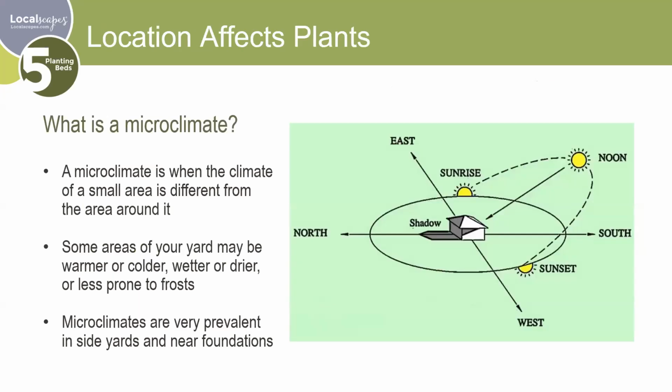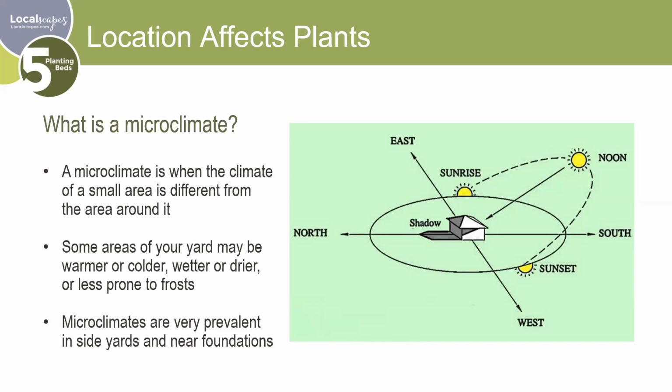We'll quickly go over microclimates, which are areas in your yard that have a different climate than the areas around them. Like next to your house is a little bit warmer than farther away. So some plants will do better if they're closer to the house, just because it creates a warmer spot.